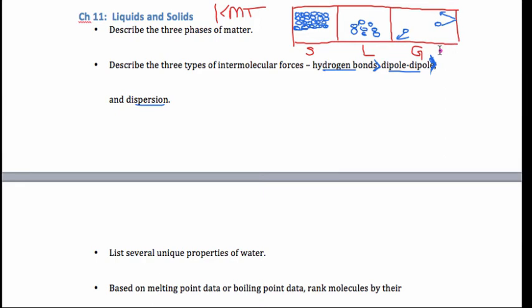So let me just summarize this. Gases have 0 bond energy, high KE. And then solids would be almost 0 KE, and then very large bond energy. I'm using the term bond loosely. And then liquids would be in the middle. That's the characteristic of the 3 phases of matter.